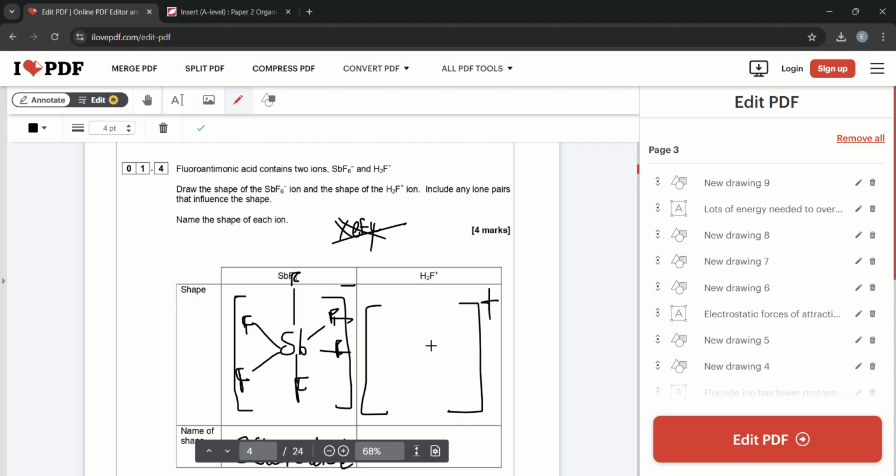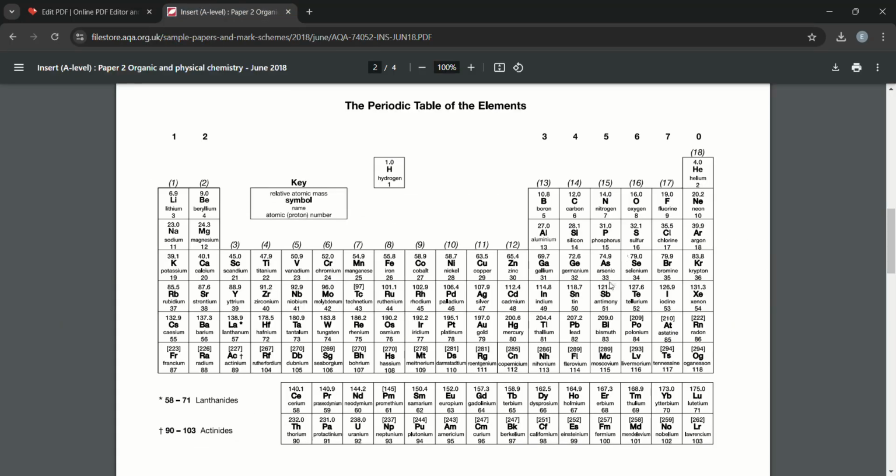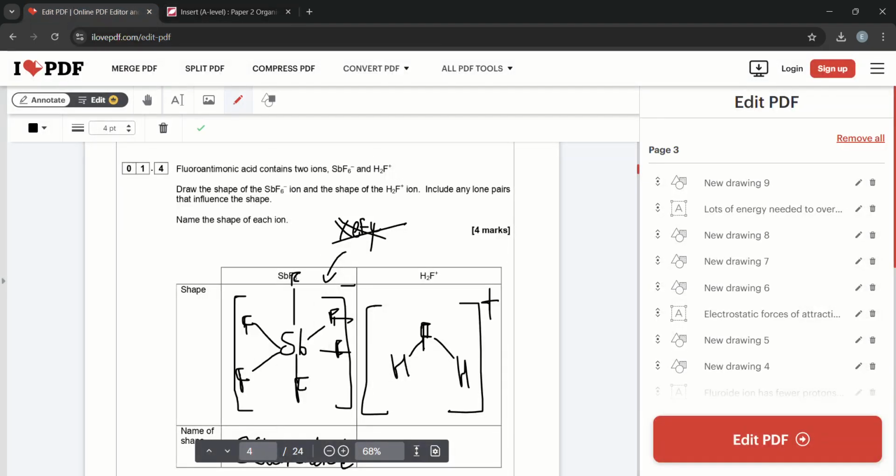So the H2F+, so we've got fluorine. It's not a linear shape. We're bonding to two hydrogens. Now, how many lone pairs of electrons is this going to have? Because SbF6- is going to have none. We already bonded to 6. And what is Sb in? Well, Sb, antimony, is in group 5, right? It's attached to 1, 2, 3, 4, 5, 6. And then the minus charge.